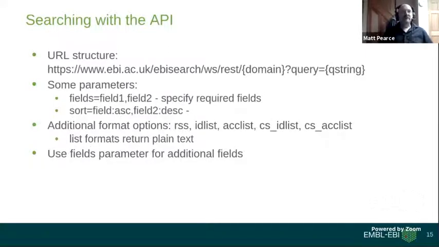For searching with the API, the URL structure is essentially the same as the previous one. You search over an individual domain using /domain and give it a query parameter. There are additional parameters that you can tag on the end as well. If you want specific fields to be returned, you can add fields and a comma separated list of the fields that you want to see. And you can also change the sort order of the results in ascending and descending order. And again, those are comma separated multiple fields.